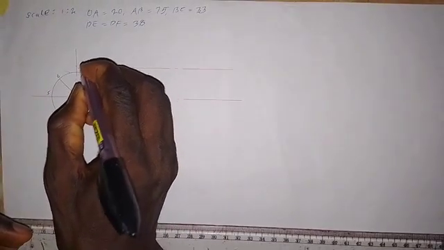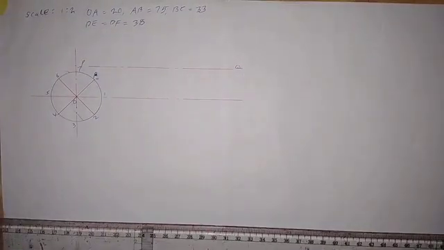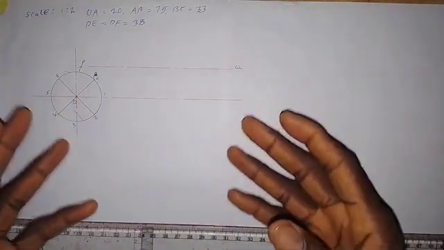Okay. Now, this line is line PQ, as we are told in the diagram. So this is line PQ, as we have here. The next thing that we are going to do is to locate point B on this line. We need to locate point B on this line.